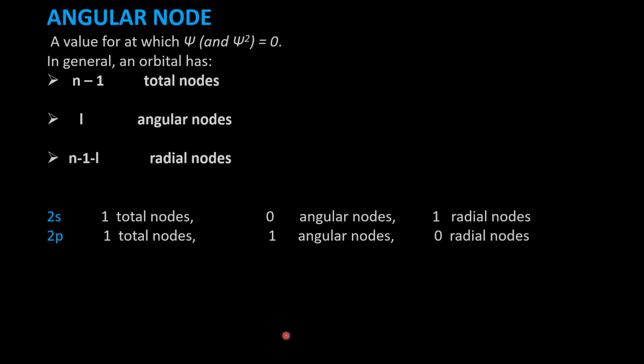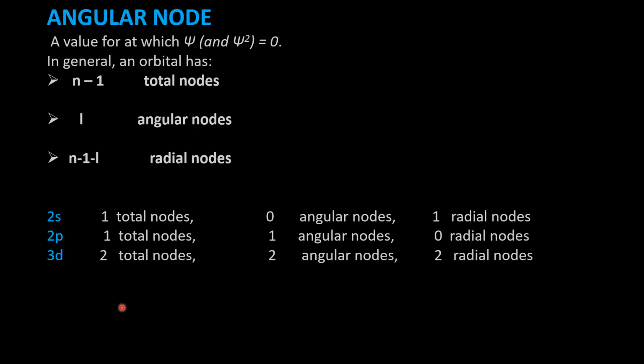Now for a 2p orbital, n is equal to 2 and L can be 0 or plus or minus 1. For a p orbital, L is 1, and for an s orbital, L is equal to 0. So for the 2p orbital, the total number of nodes will be 2 minus 1, 1 total node. And for the angular node, as we know for a p orbital L is equal to 1, so it has 1 angular node. For radial nodes, n is equal to 2, so 2 minus 1 minus 1, so it has 0 radial nodes for the 2p orbital.